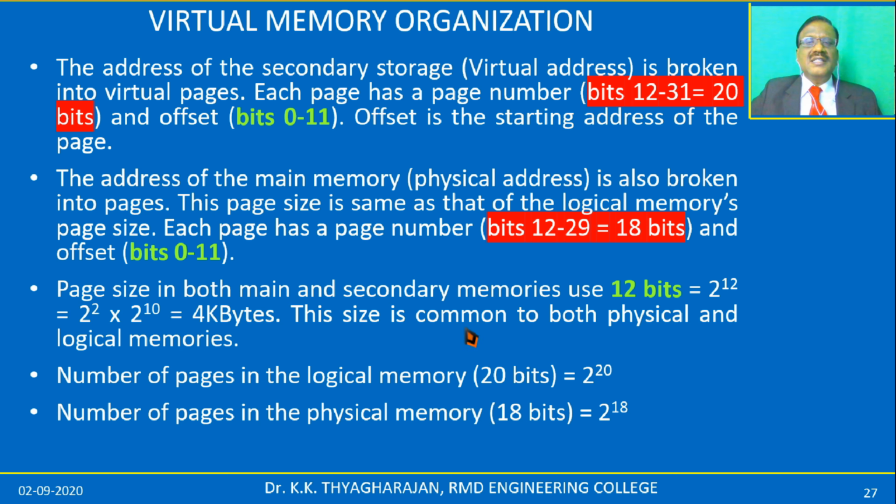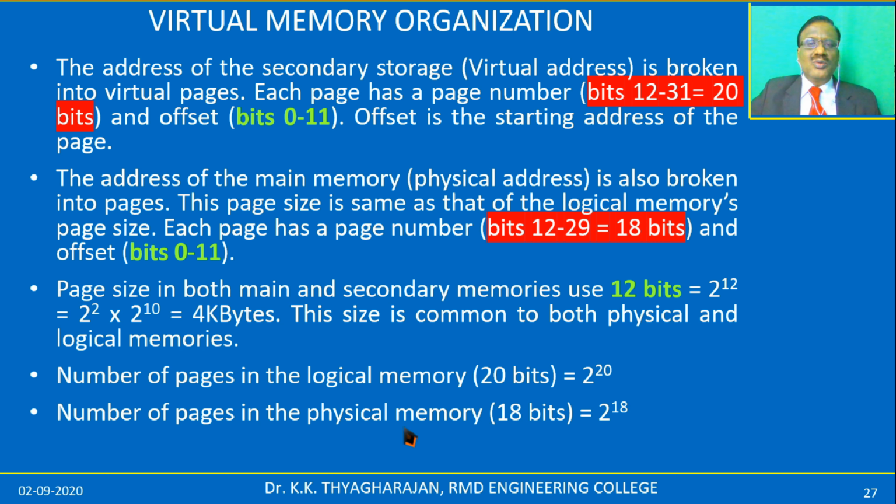So this size is common to both physical and logical memories. Page size is common. The number of pages in the logical memory, that is number of pages, not the page size here. How many pages will be there? Since we are using 20 bits, you can have 2 power 20 pages. Similarly, in the case of physical memory, you will have 2 power 18 pages because it is using 18 bits.